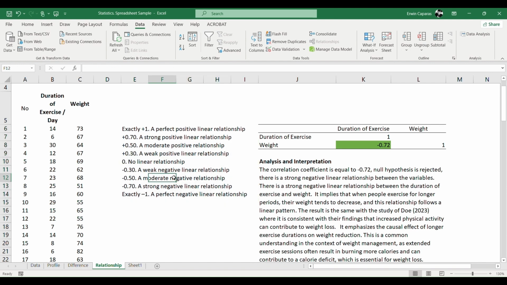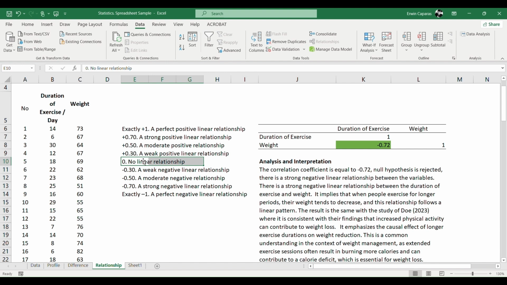So if the value is 0, or close to 0, there is no linear relationship, meaning automatically we will accept the null hypothesis. Okay? But then if it reaches 0.3, mas mataas sa 0.3 o mas mababa siya sa negative 0.30, it means that we have to reject the null hypothesis. And for us to be able to determine the level of relationship, then we have to determine what is the correlation R value.